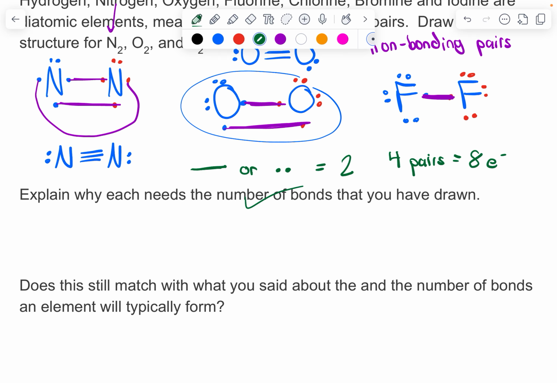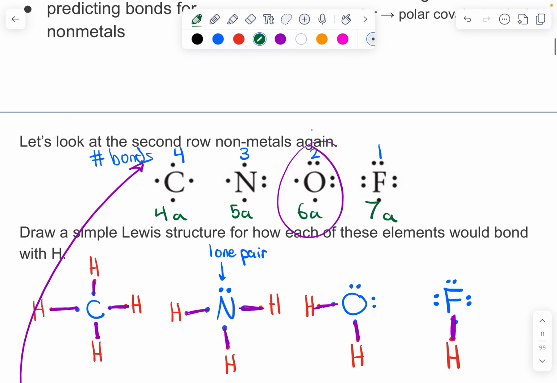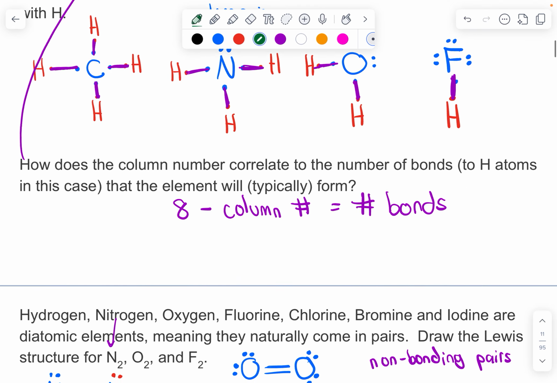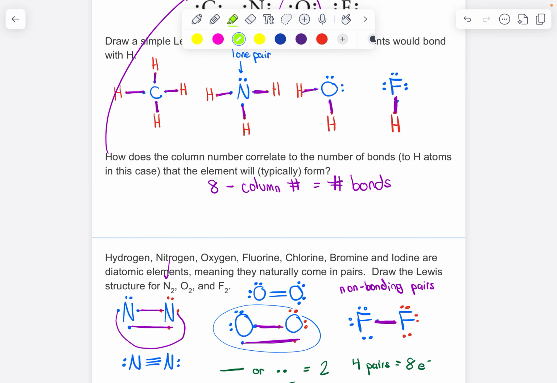We've kind of already talked through that. Does this still match with what you said about the number of bonds an element will typically form? So let's go look at our list. Yep. Oxygen was supposed to have 2 bonds. Nitrogen was supposed to have 3. Fluorine was supposed to have 1. It's just that the bonds they formed were with each other. So if you look at this nitrogen compound, it has 3 bonds with 3 different atoms, hydrogen. But when we look at this one, the nitrogen has 3 bonds. It's just with another nitrogen. So it's 3 bonds as a triple bond rather than 3 bonds as 1, 2, 3 individual bonds.